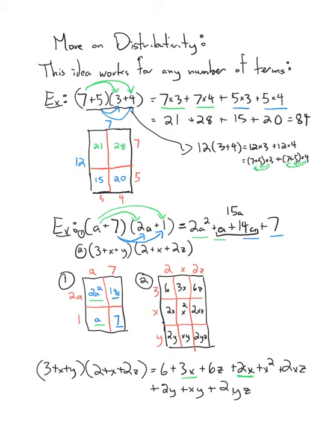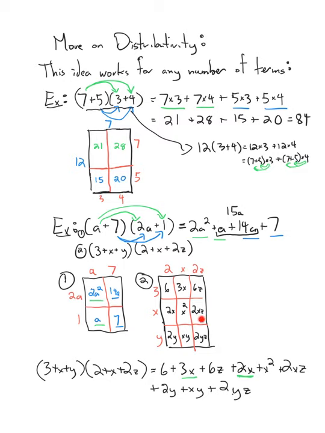For the second one, well, again, all we're doing, rather than breaking it into 2 pieces in each dimension, we're breaking it into 3 pieces in each dimension. So 3 plus x plus y, 2 plus x plus 2z. And then we just figure out the product for each of these 9 subrectangles. So 2 times 3 is, of course, 6. And we do that for all of these. Another one, say x times 2z is 2xz.